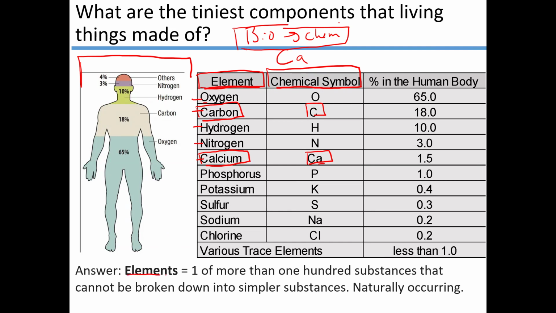And again, an element is just a singular substance that is going to be our smallest denominator. So again, these elements are going to be found naturally occurring, and they are going to be the smallest starting points or building blocks of life.